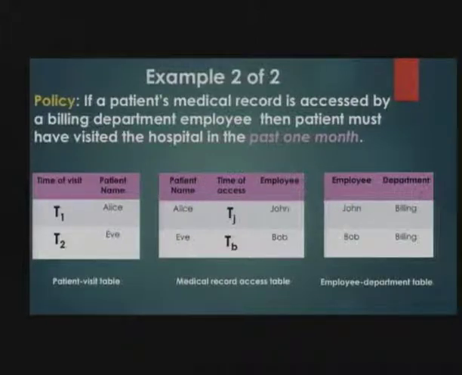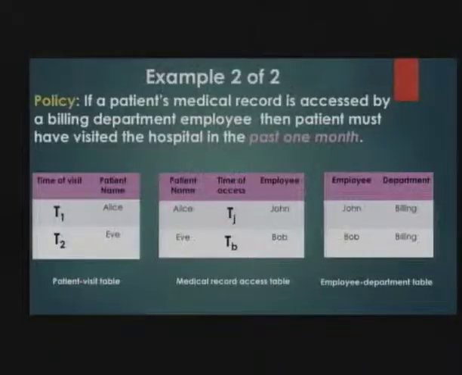situations, where it says Alice visited at time T1, Eve visited at time T2, and the medical record access table, which says that Alice's record was accessed by John at time TJ. And there is this other relevant table, the employee department table, which says John's department is billing. Okay, so what we have to do is go through one row at a time from the medical record access table and figure out what is Alice's visit time and what is John's department, right?